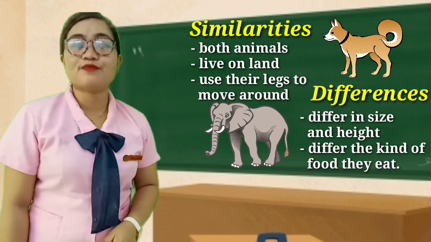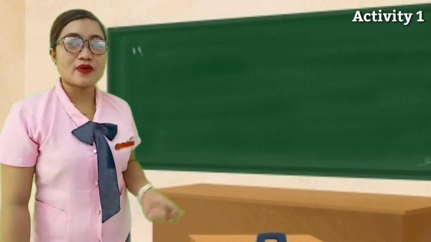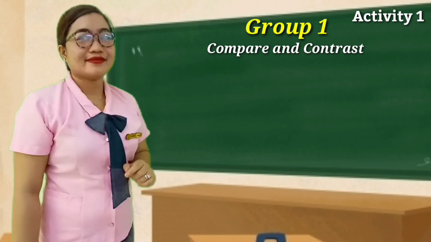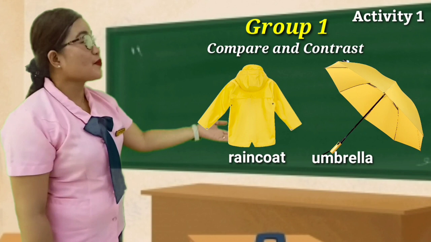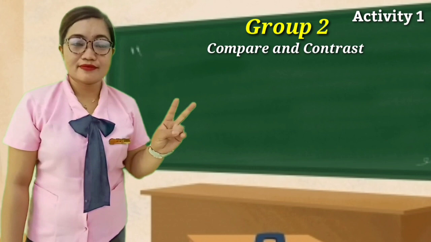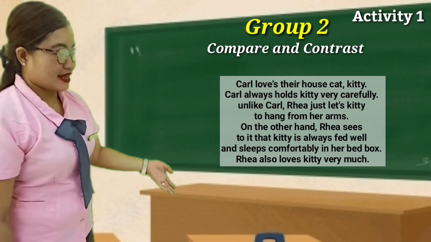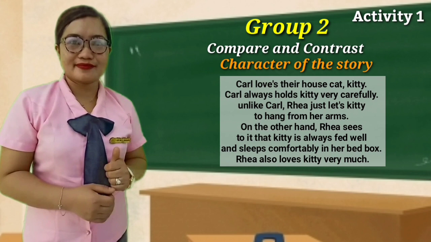Since everyone understands and doesn't have any questions, let's have an activity. For group one, you have to compare and contrast raincoat and umbrella using the Venn diagram. For group two, you have to read the story given, and you have to compare and contrast the characters of the story. Okay?